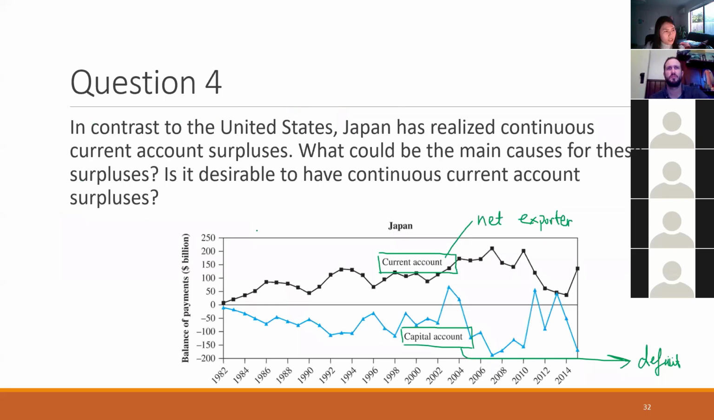Now, second question, do you think it is desirable to have a continuous current account surplus? It depends on the demand, what the market needs. I mean, what the market expects. So we need to produce as much as the demand. Not more than that. But if I really want to sell more, right? If I really, really want to grow my economy and I really want to keep selling to the world.